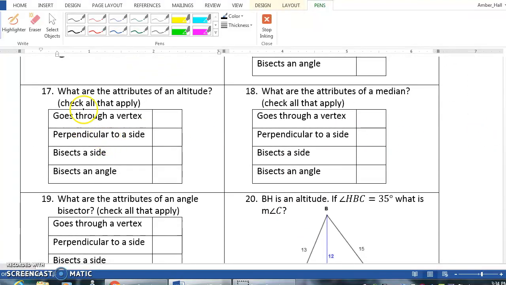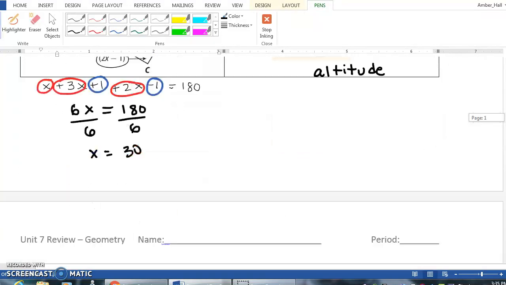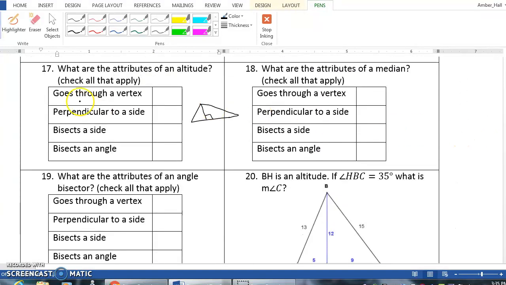Number 17. What are the attributes of an altitude? Again, if we draw an altitude, this is what it looks like in number 12, we have an altitude. So, does it go through the vertex? Yes. Is it perpendicular to a side? Yes. Does it bisect a side? No. Does it bisect an angle? No.